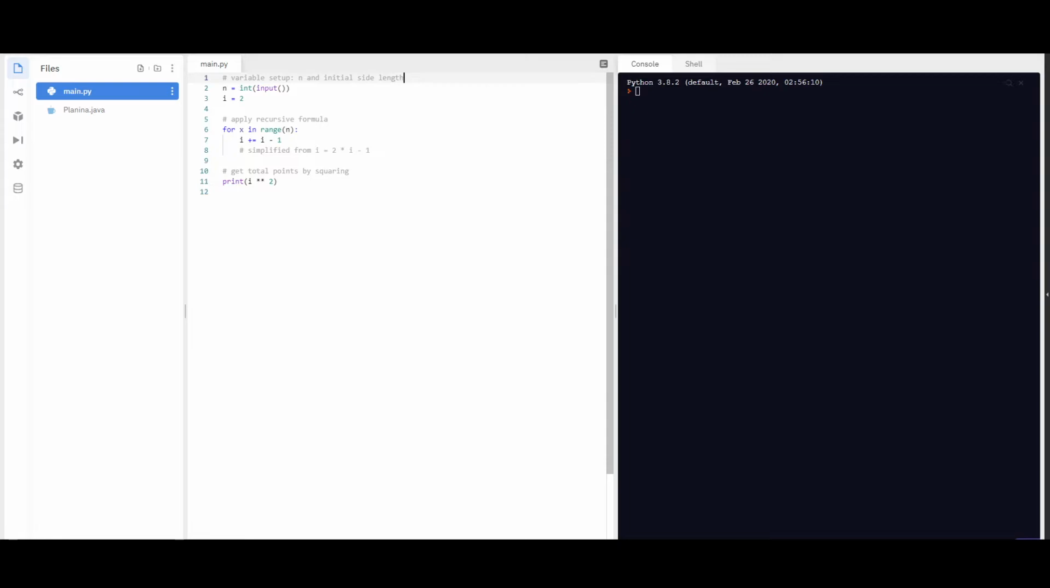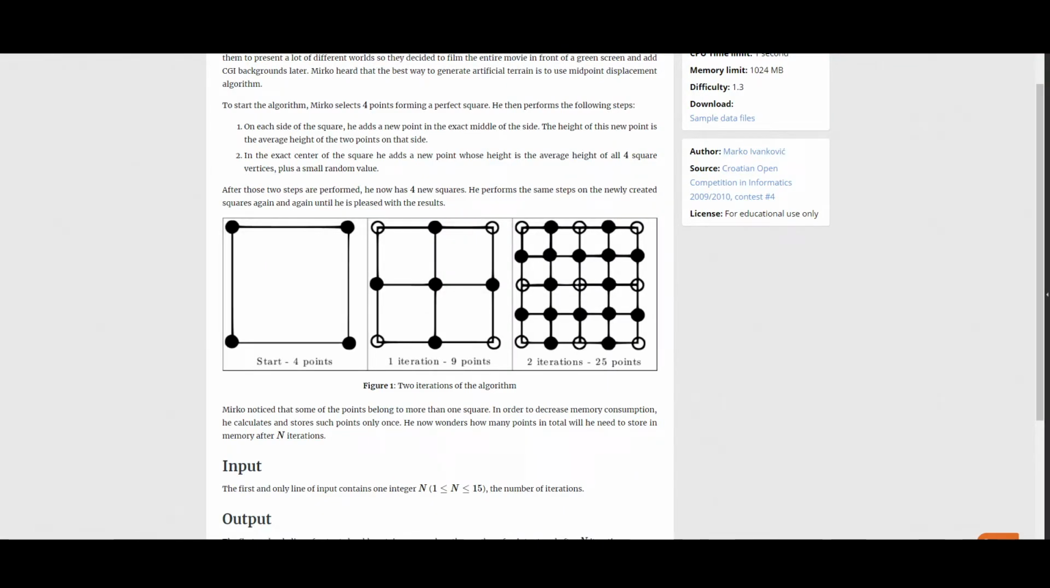So the first thing we do here is to get the iteration number from our input. Remember to cast the result from the input method to an integer, because the input method in Python returns a string by default. Then in line 3, we have this counter variable, which I call I. We start this at 2 because the initial value of how many points are on each side of the grid is 2.